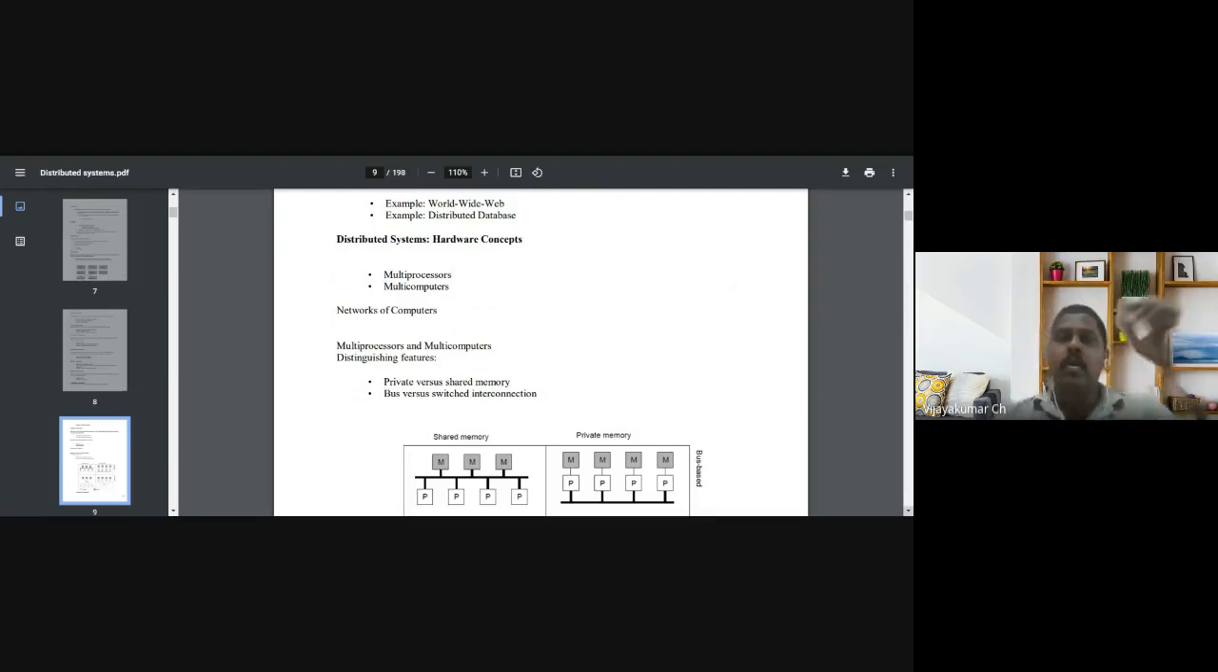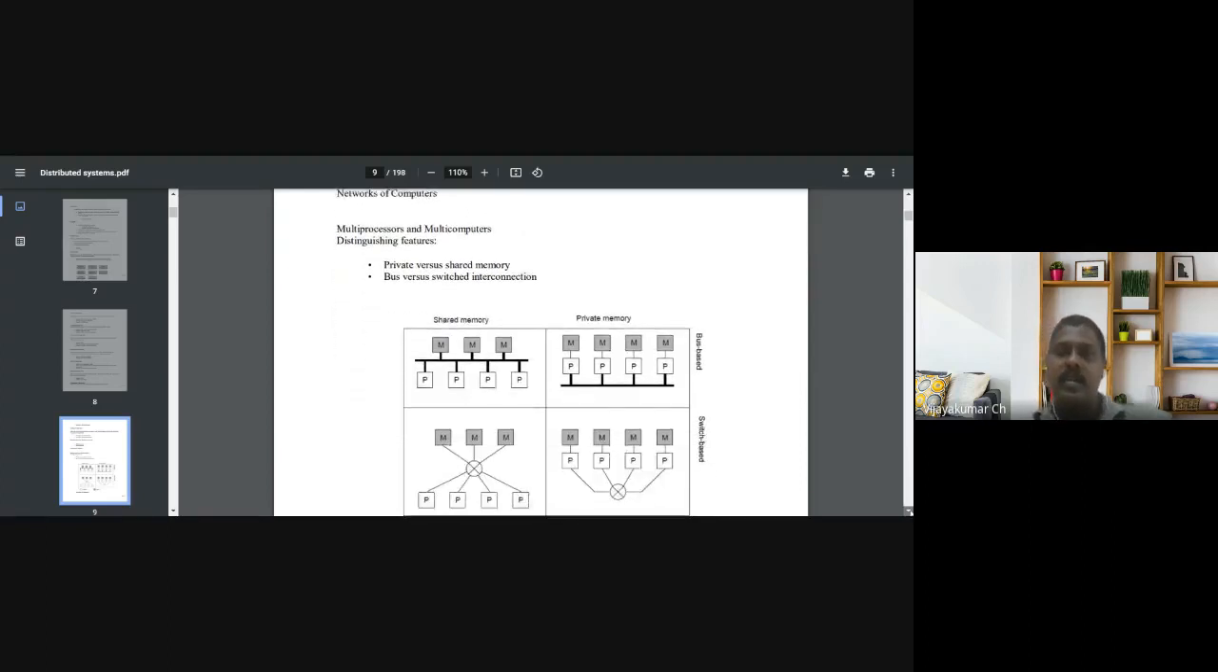What are multiprocessors and what are multicomputers? Let us have a look. Next, network of computers. Multiprocessors and multicomputers have distinguishing features: private versus shared memory, and bus versus switched interconnection. What is private memory? What is shared memory? What is bus? What is switched interconnection? Let us have a look at that.